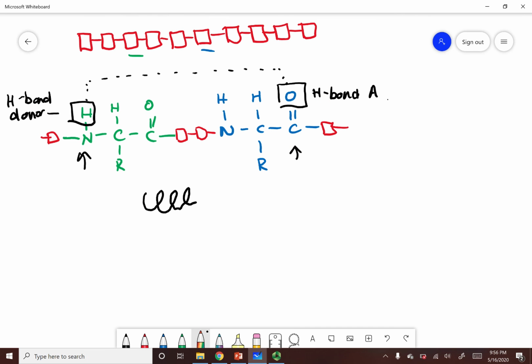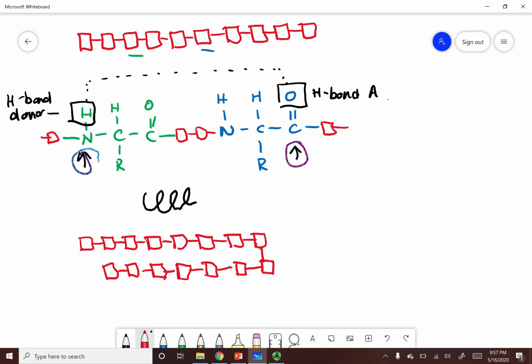All right, gentle people, for the beta sheet, we're going to talk about the same hydrogen bond. We're still going to look at that hydrogen on that nitrogen, and we're also going to look at that carbonyl carbon. Now, instead of my amino acids being 4 or 5 apart, I'm going to have my amino acid chain, and it's just going to double back on itself.